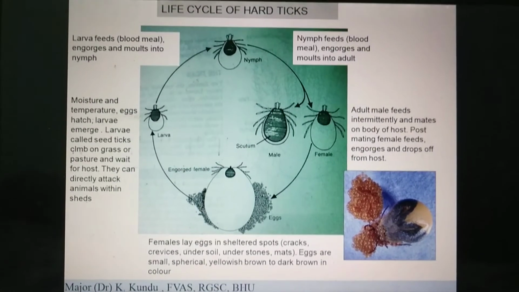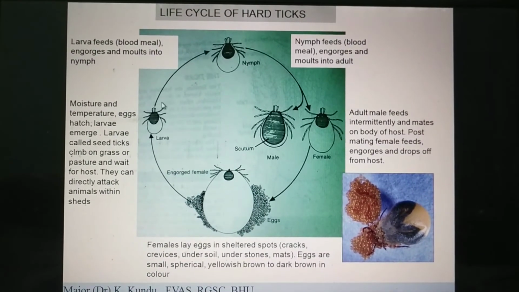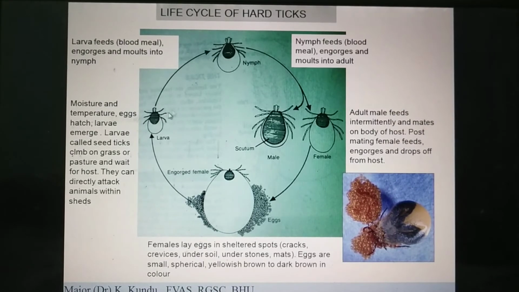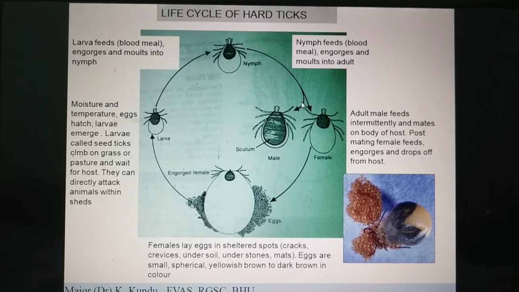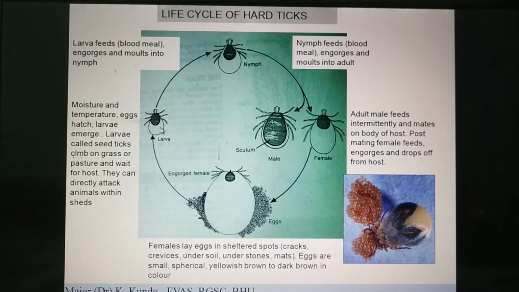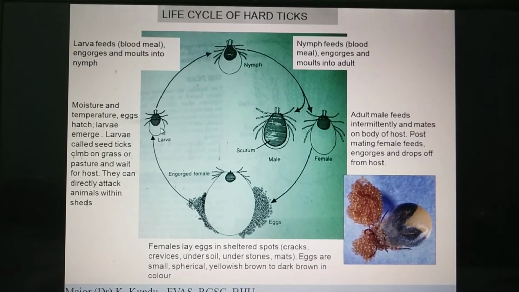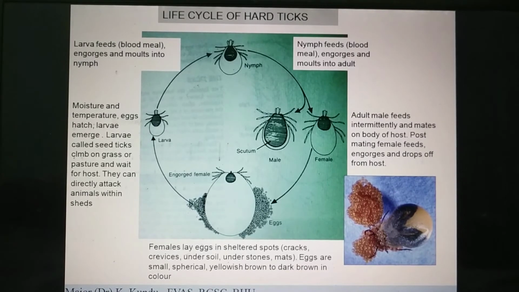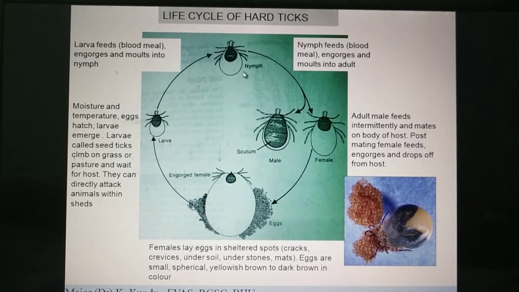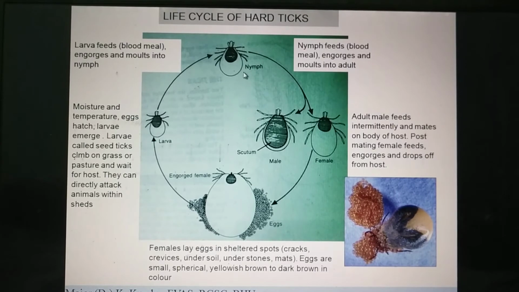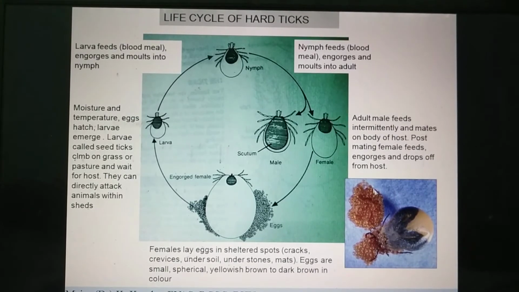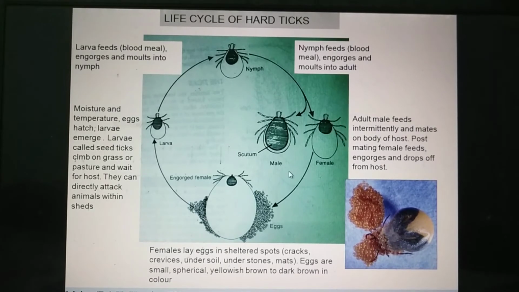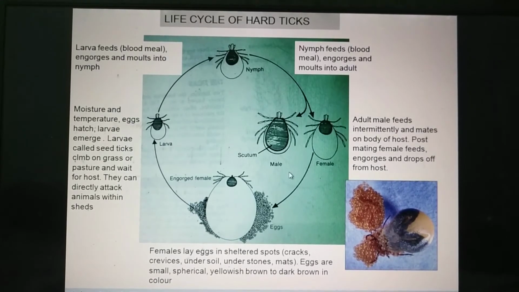The molting can occur on the host. Both moltings, the first from larva to nymph and the second from nymph to adult, can take place on the host. Or it may so happen that the larva to nymph molting takes place on the host, the nymph after engorgement falls off, and the molting to adult takes place away from the host. Okay.